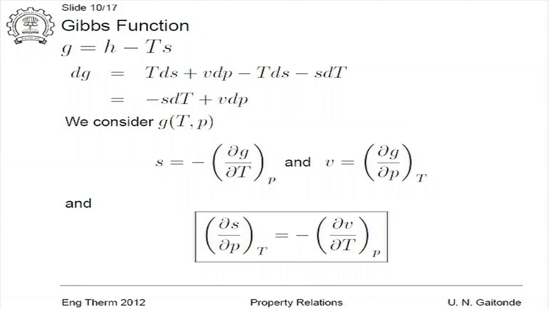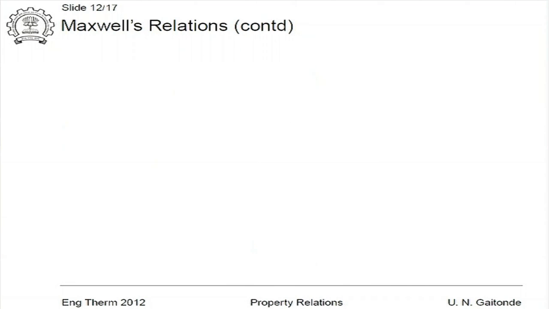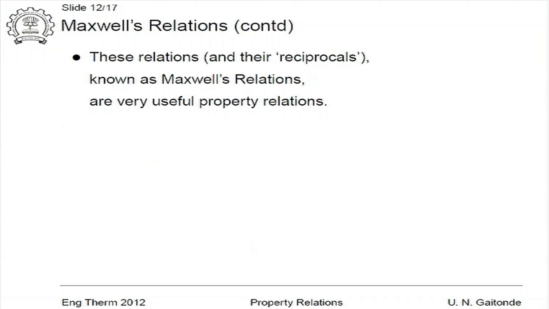Now, these four boxed relations from the four slides I have put together here are known as Maxwell's relations, and even their reciprocals. For example, take this relation: partial of T with respect to P at constant S is partial of V with respect to S at constant P. And if you take its reciprocal, we will get partial of P with respect to T at constant S equal to partial of S with respect to V at constant P. So these four relations and their reciprocals are known as Maxwell's relations, and these are perhaps the most celebrated relations in thermodynamics. So these are very useful property relations.